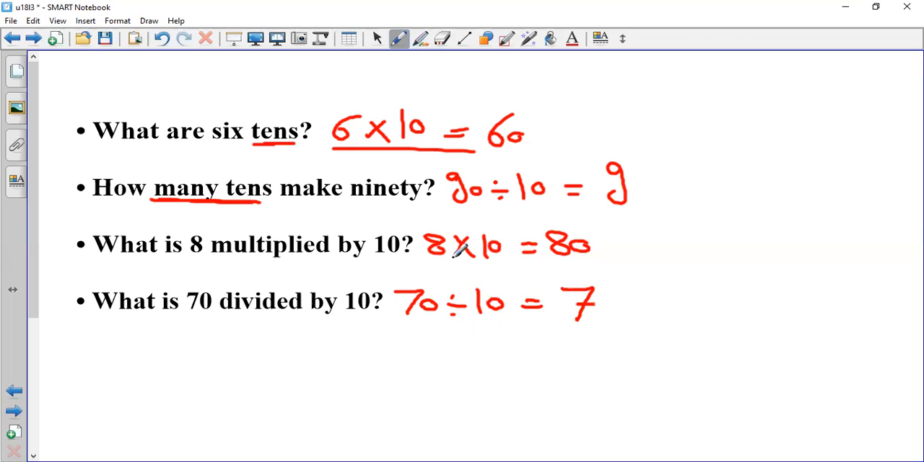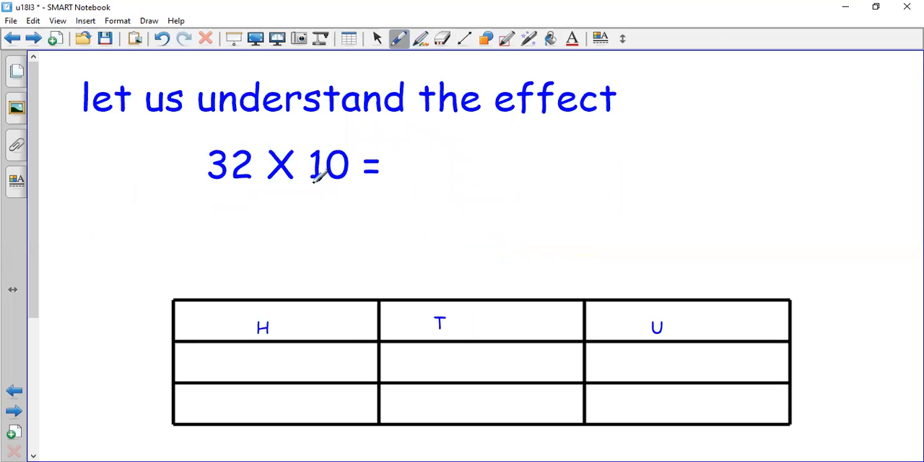What if I have a bigger number like 32 multiplied by 10? What happens? Let's understand the effect. Here I have 32, 3 tens and 2 units. I will multiply it by 10. Let's think of each digit individually. Here I have 2. When I multiply 2 by 10, it will be 10 times bigger. So 2 will be 20. This means it will move from the units to the tens.